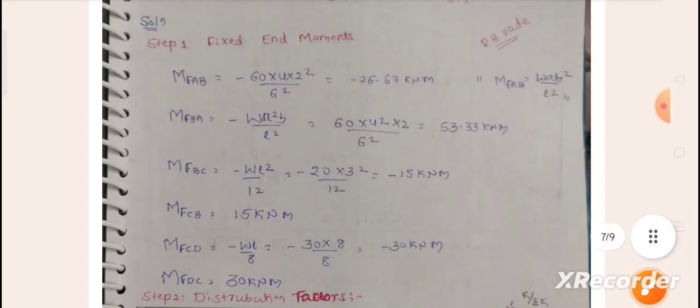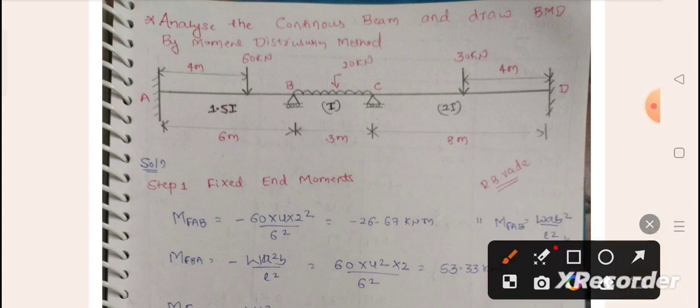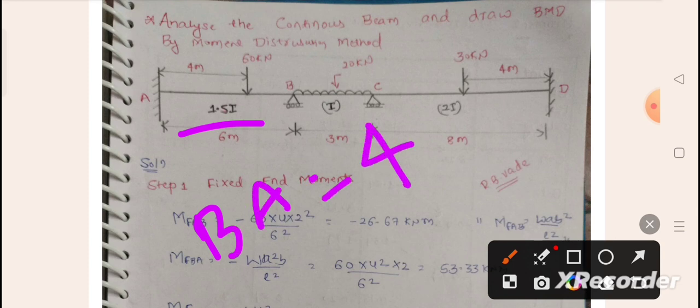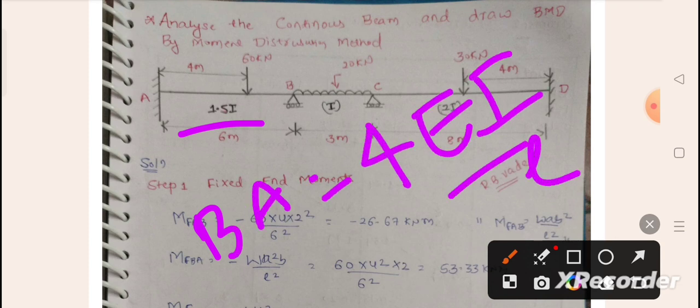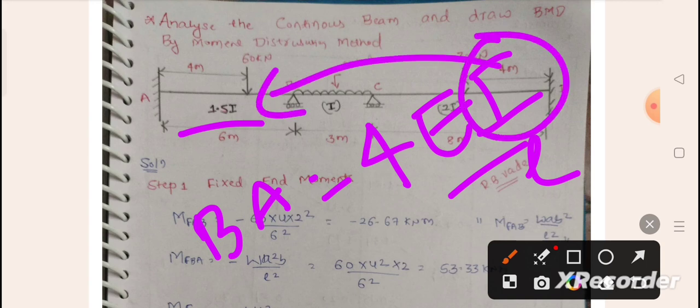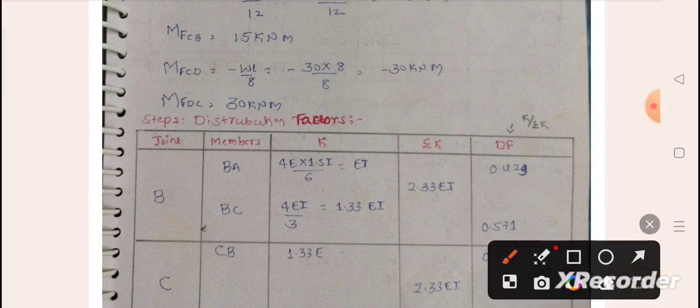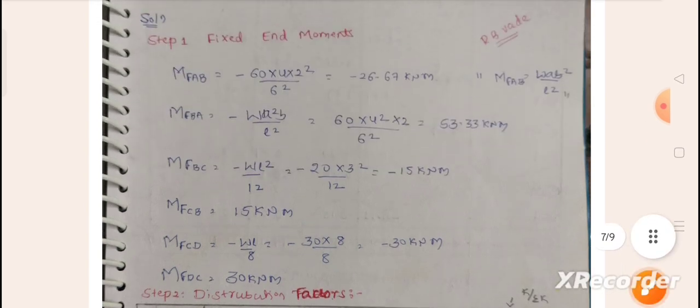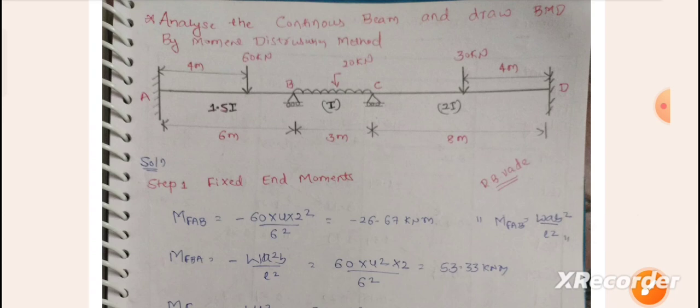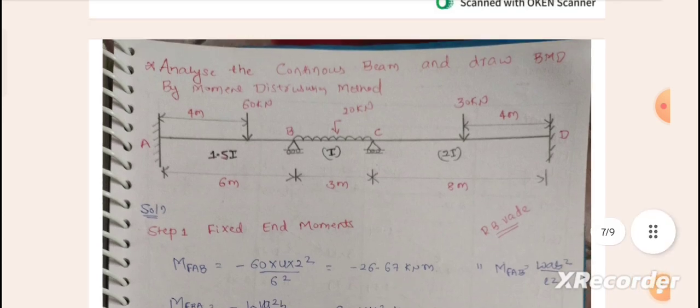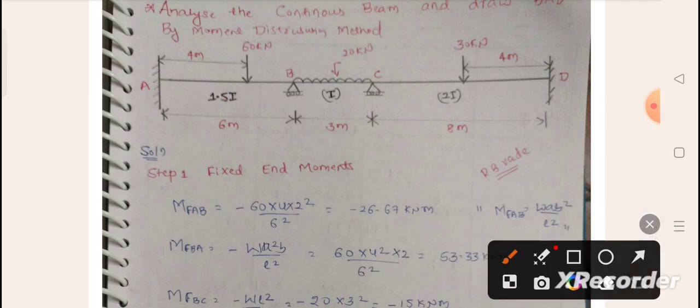So if you see the diagram here, for this beam, for BA, what is the value of I? Here for BA you will write 4EI by L. The I value is 1.5I, and L is 6 meters. If you substitute, you will get this first part. Same thing for BC, 4EI by L. L is 3 meters. And what about I? I is I only, for the BC span.